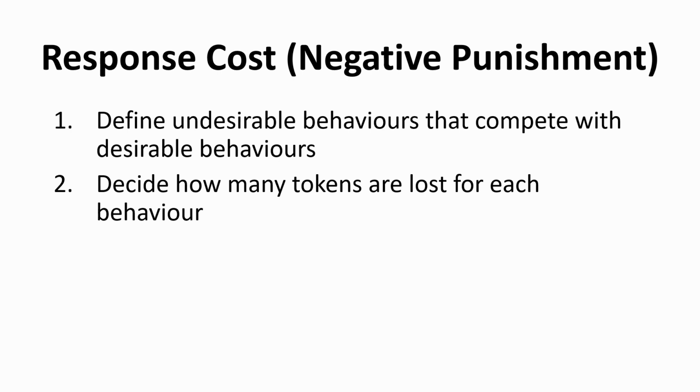And then once you've identified those bad behaviors, you want to decide how many tokens you would lose for each of those bad behaviors. And again, there has to be a balance between how many tokens you can earn and how easy it is to earn those tokens and what they can be redeemed for. So you want to make sure that the loss isn't too extreme, but you also want to make sure that it's something that is bad. You want to have it be a response cost where it's a lot easier to just avoid doing the bad behavior because you don't want to lose those tokens.